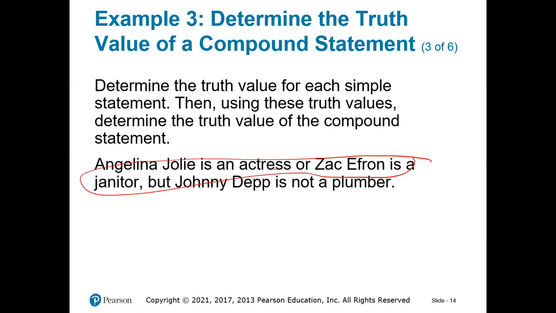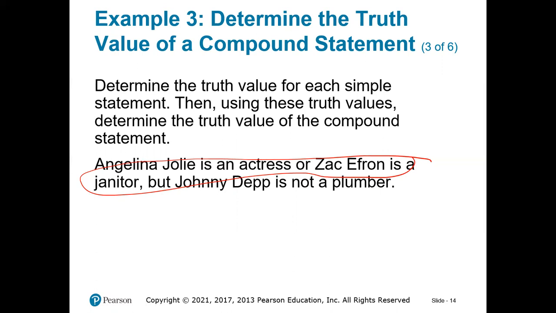Oops, sorry, I didn't circle that correctly. The whole thing says Angelina Jolie is an actress, or Zac Efron is a janitor, but Johnny Depp is not a plumber, right? So here, this is a compound statement. So it is compounded by how many statements? Three. Angelina Jolie is an actress. Zac Efron is a janitor, but Johnny Depp is not a plumber.